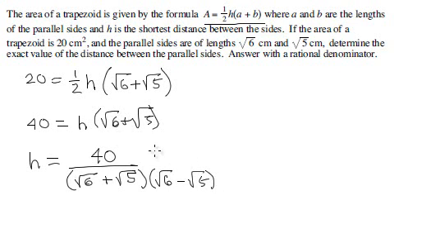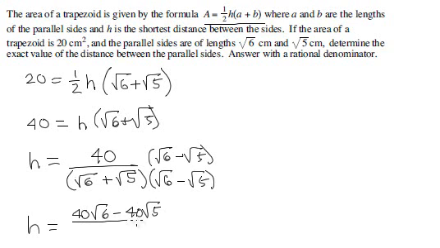Multiply by the conjugate. If we do it downstairs, we must also do it upstairs. And now we clean this up. Our height is 40 root 6 minus 40 root 5 over, and when you FOIL this, you get 6. The outside and inside cancel out, and last you get root 5 times negative root 5, which is negative 5. This is nice. This doesn't happen often, but it's wonderful when it does.